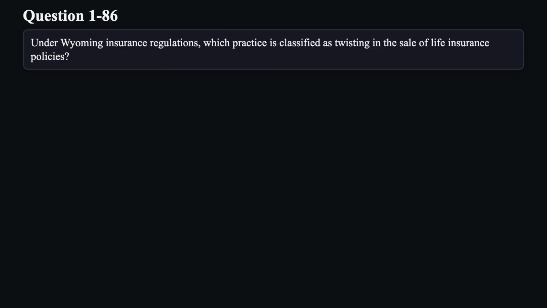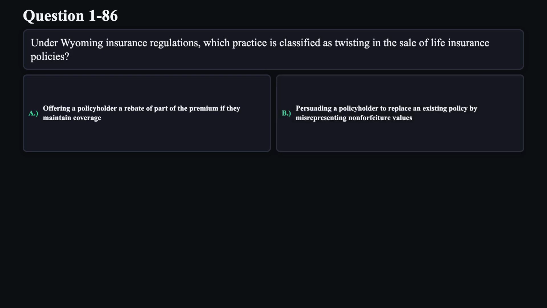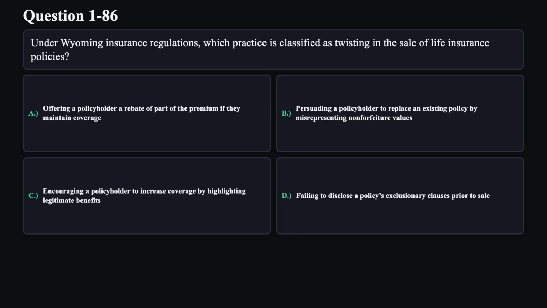Question 86. Under Wyoming insurance regulations, which practice is classified as twisting in the sale of life insurance policies? A. Offering a policyholder a rebate of part of the premium if they maintain coverage. B. Persuading a policyholder to replace an existing policy by misrepresenting non-forfeiture values. C. Encouraging a policyholder to increase coverage by highlighting legitimate benefits. D. Failing to disclose a policy's exclusionary clauses prior to sale.